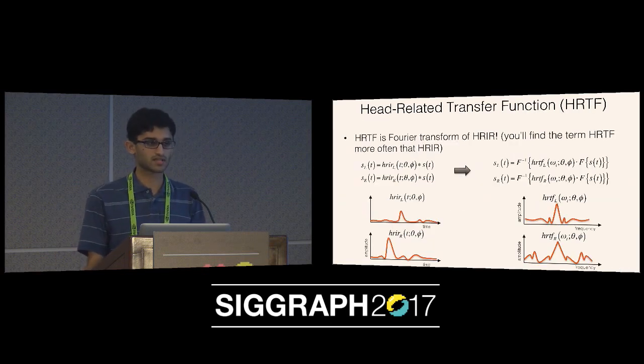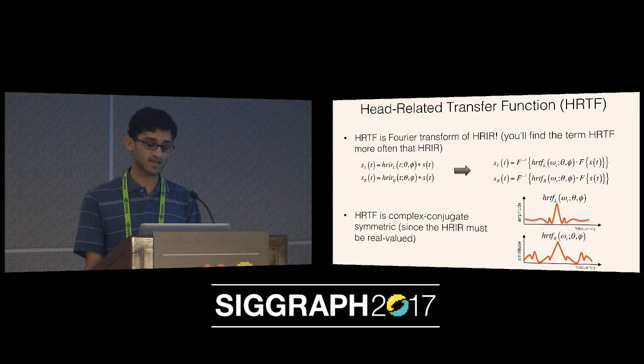Unfortunately, since convolution is a somewhat expensive process, we can't do that directly. So instead, we'll need to take a Fourier transform so it can be a quicker multiplication in the Fourier domain. The Fourier transform of the HRIR is called the HRTF, or head-related transfer function, and this is actually what you'll most likely see if you look it up. People tend to use the HRTF more just because it's more computationally efficient, and luckily we don't actually lose anything in terms of space because the HRTF is complex conjugate symmetric due to the realness of the HRIR.